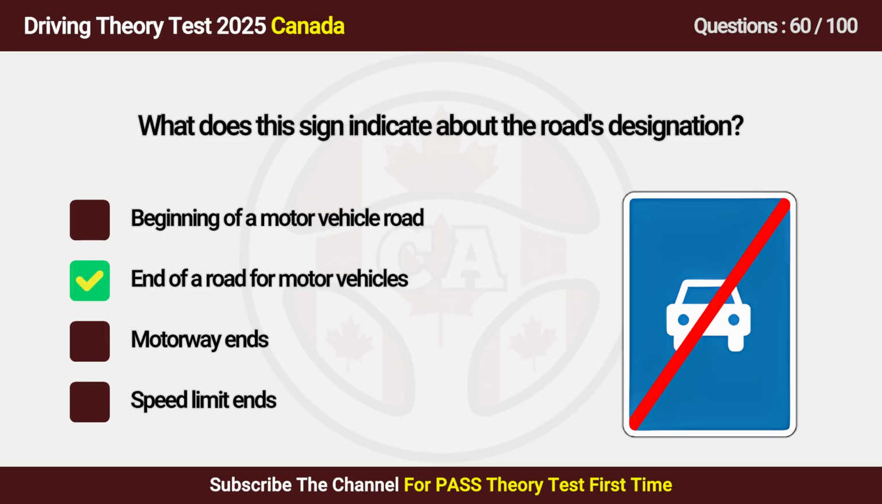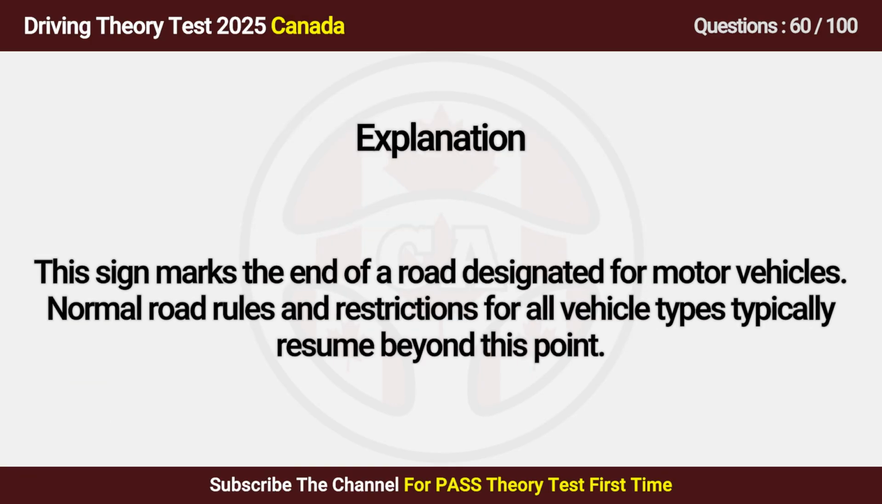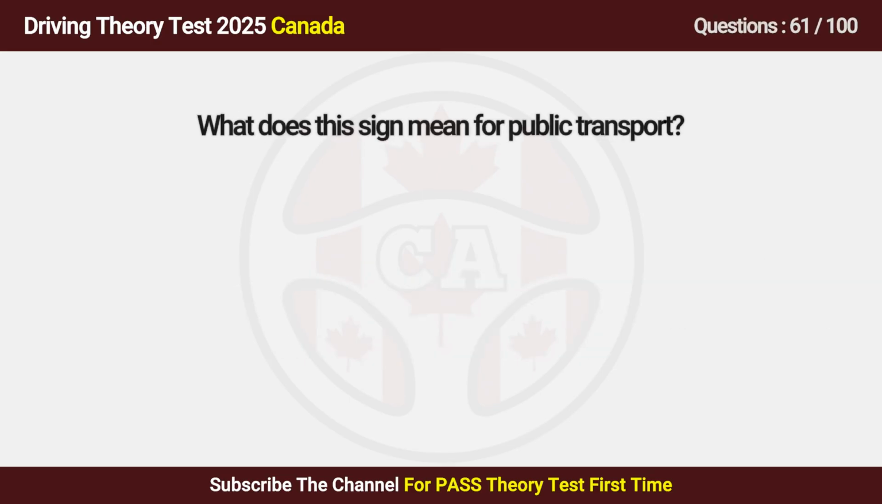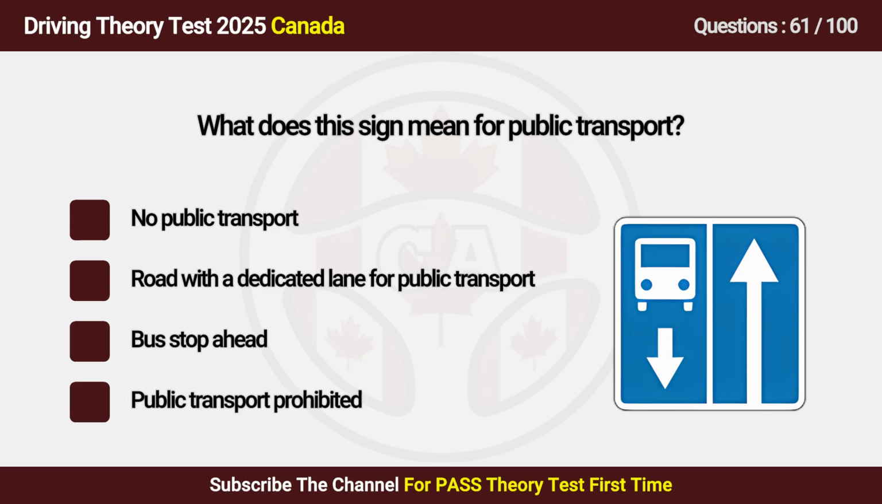Answer is B. End of a road for motor vehicles. This sign marks the end of a road for motor vehicles. Normal road rules and restrictions for all vehicle types typically resume beyond this point. Question 61. What does this sign mean for public transport?